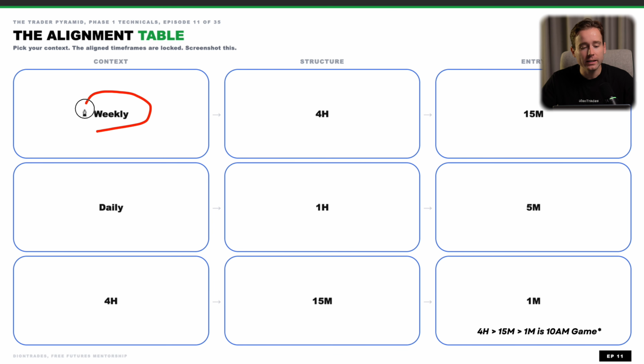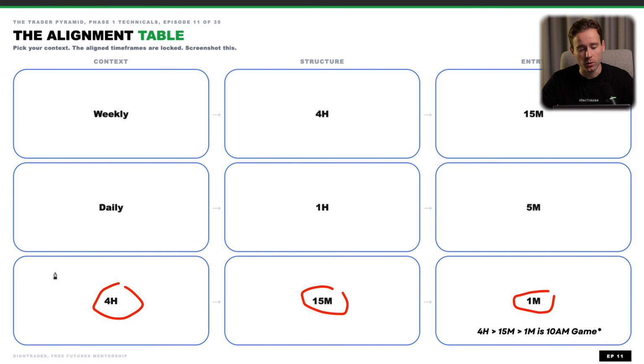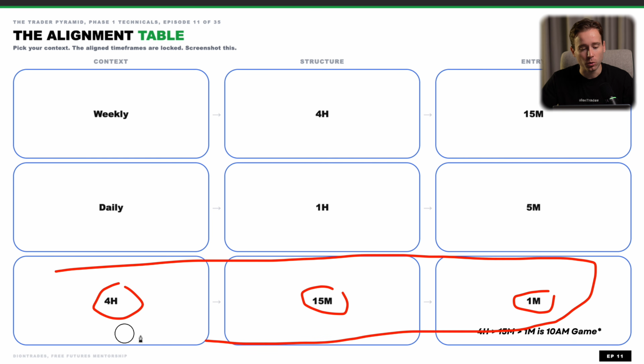If you have a weekly internal to external, find your structure on the 4 hour and your entry on the 15-minute. If you have a daily context, use the 1 hour for structure and the 5 minutes for executions. If you have 4 hour context, use the 15-minute for structure and the 1 minute for execution. And this is the one I'm using every single day with the 10 AM game, with the FTS model.